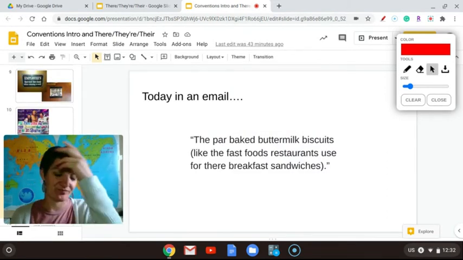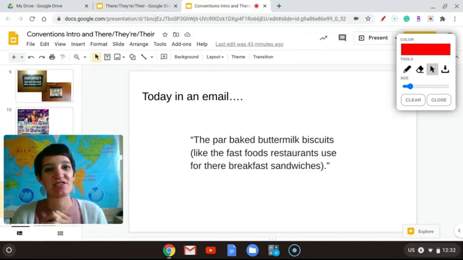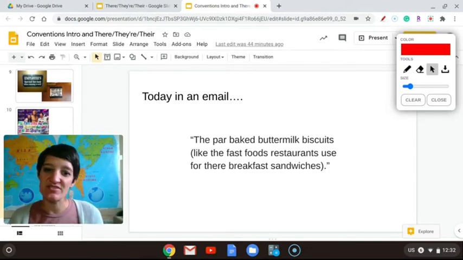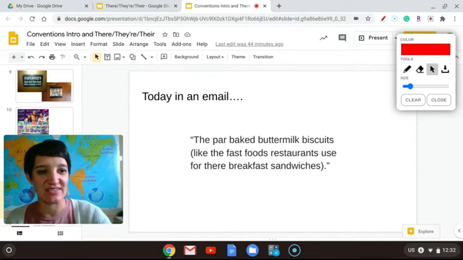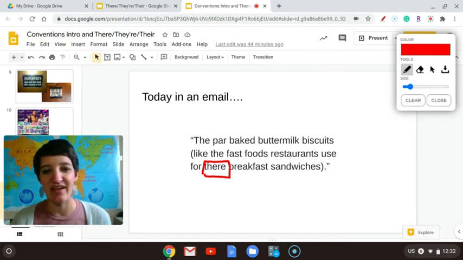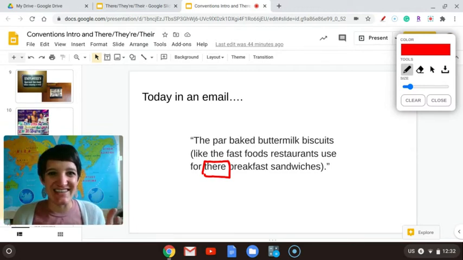Oh, one more. When I was making these slides, I received an email on the day I was making these slides, and it was someone who was trying to sell buttermilk biscuits to people. And in the email, this person said the par-baked buttermilk biscuits, like the fast food restaurants use for their breakfast sandwiches. And when I read that, I kind of paused at the there. Okay, this is the there, not here, but there. Is this person talking about a location?